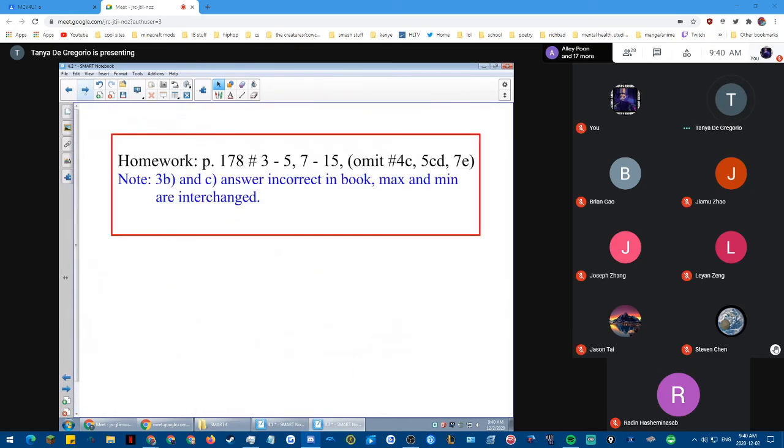Okay, so this is your homework. Note, 3B and C answer is incorrect in the book. Max and min are interchanged. So what they call a max is really the min, and whatever is the min, they say the min is wrong. It's the max.